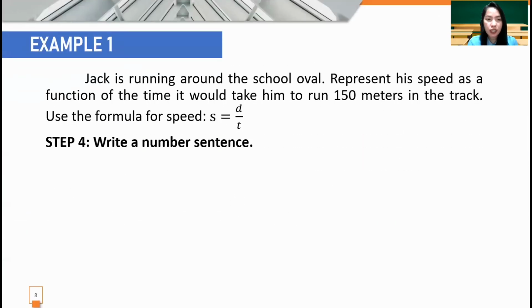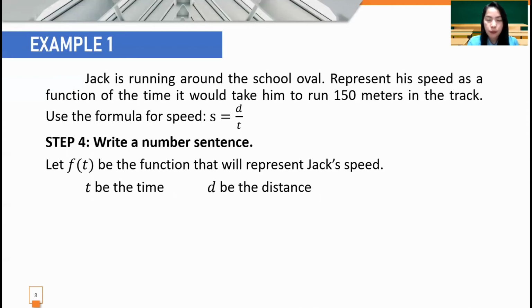For step number 4, we have to write a number sentence, which is the last step, para masagutan natin yung speed as a function of the time. Let f of t be the function that will represent Jack's speed. So para magkaroon tayo ng function notation, let us represent s or speed as a function of t or f of t. Here, t is the time and d is the distance.